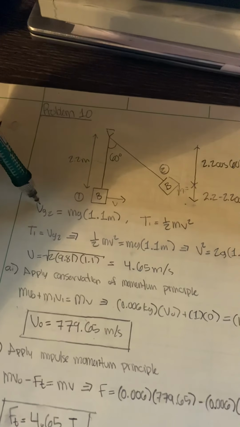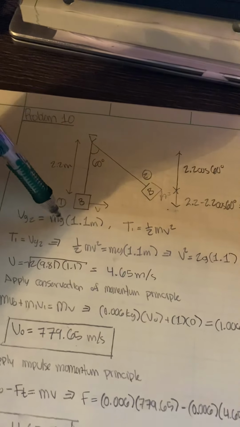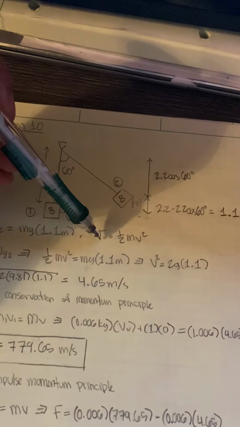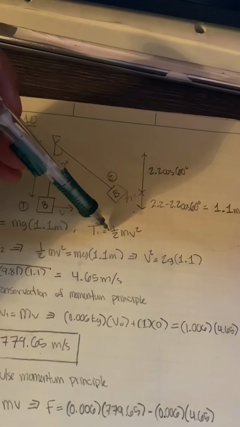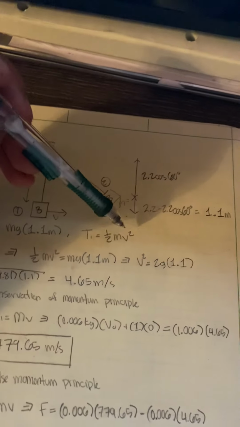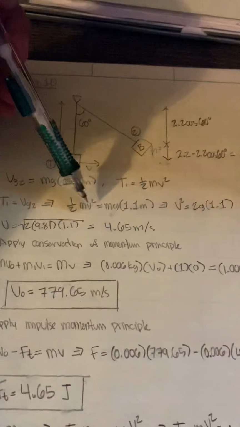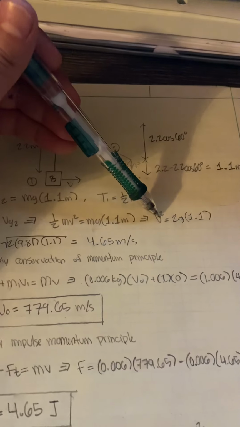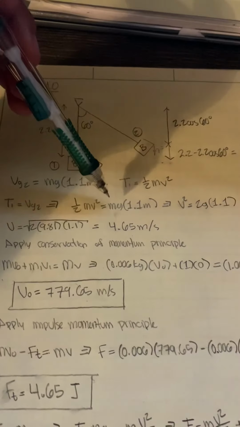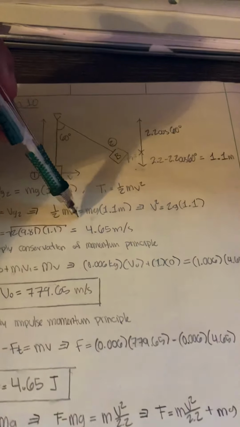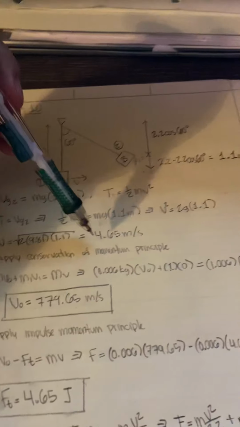So the gravitational energy will be m times g times h, where our h is 1.1 meters, and our kinetic energy will be 1/2 times mass times velocity squared. And then we set them equal to each other to figure out the velocity, which we could just plug in all the values. The only thing we don't know is the mass, but those cancel out. Solve for the velocity, and we're getting 4.65 meters per second.